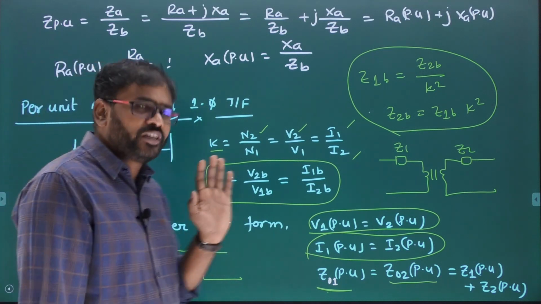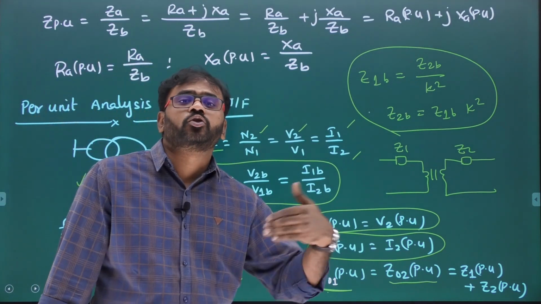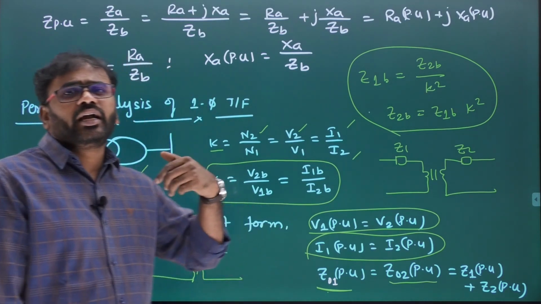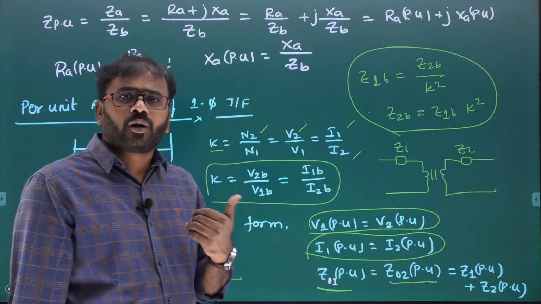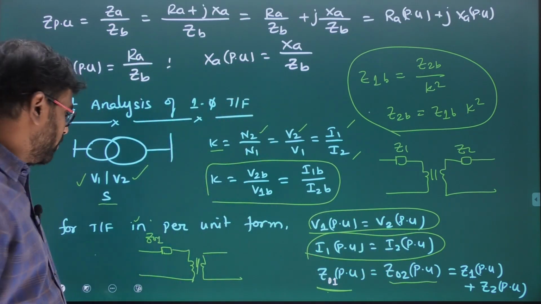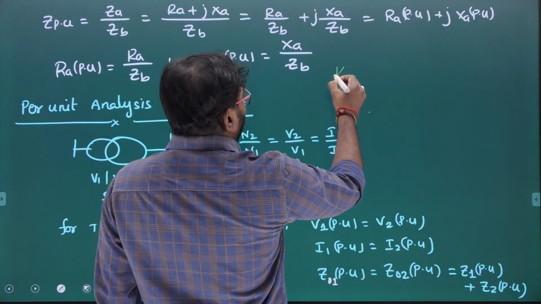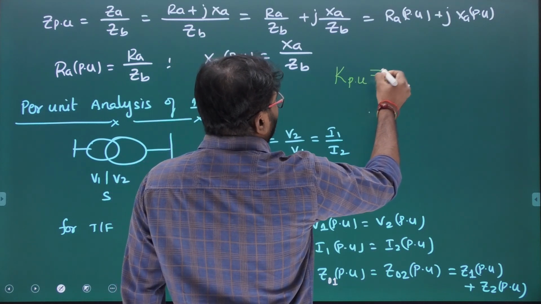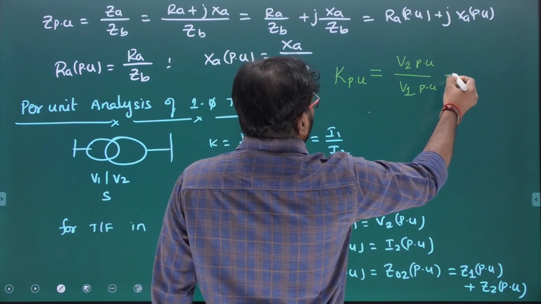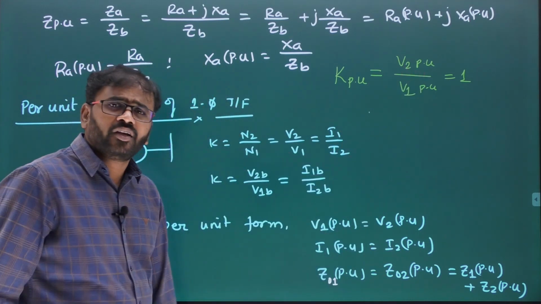If you add primary impedance in per unit and secondary impedance in per unit, that is equal to Z01 or Z02. That means for a single phase transformer, the impedance of the transformer referred to primary and the impedance referred to secondary are always the same. Similarly, in per unit form, the voltage in primary and the voltage in secondary are always the same, and also the current in primary and current in secondary are always the same. So apart from this, in per unit system we can define K in per unit form, that is V2 per unit divided by V1 per unit. What is this value? Always equal to 1.